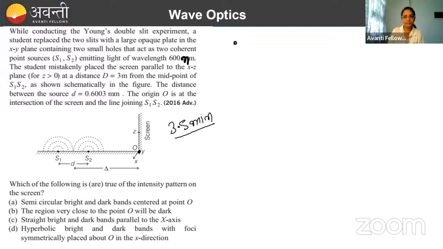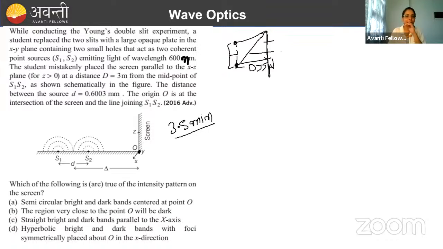What are those cases? The first case, the normal case like in the YDSE setup: there was a source S1 and then S2. The line combining these sources and the screen are parallel, right? In this case, I said the fringes we get on the screen will be hyperbolic in shape. And if this distance is very much greater than the distance between the sources, these hyperbolic fringes will appear as straight lines. That I have discussed.